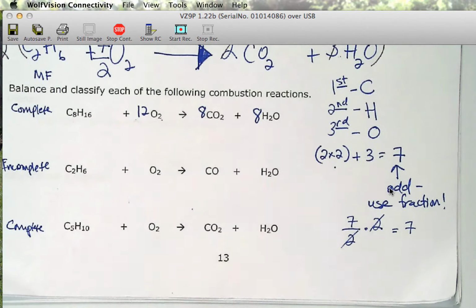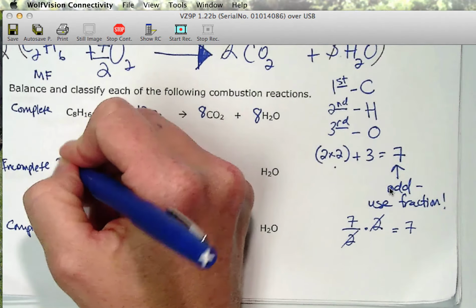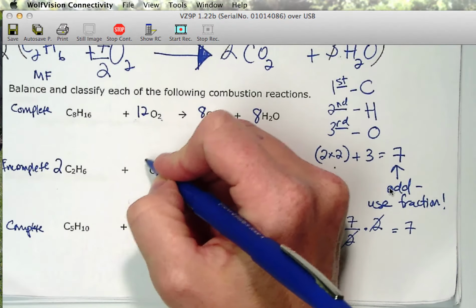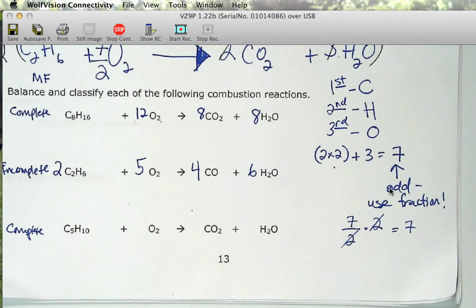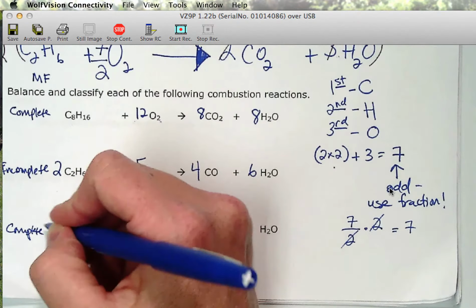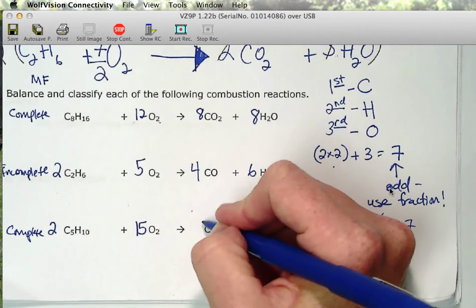Okay, the second one, coefficients. You get an odd number, so you have to multiply by 2. So 2, 5, 4, and 6. And then the last one is 2, 15, 10, and 10.